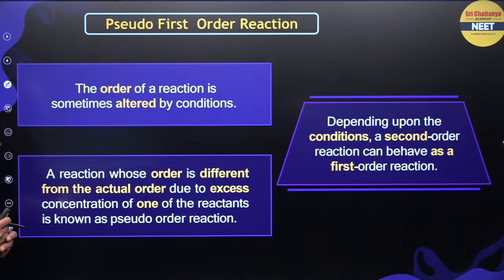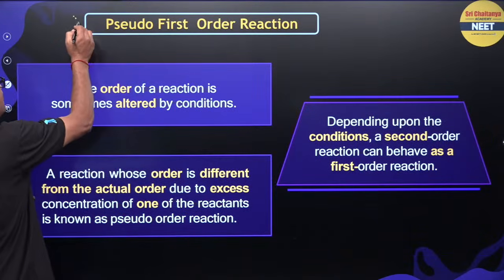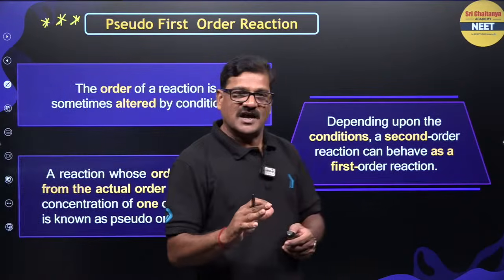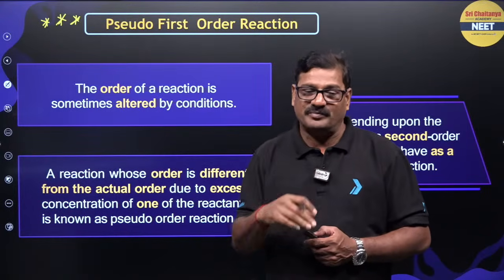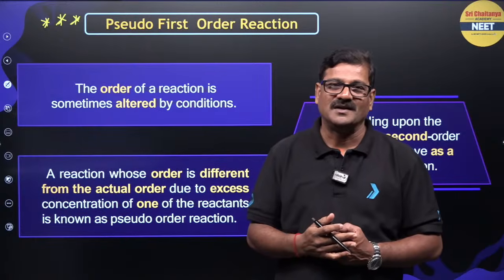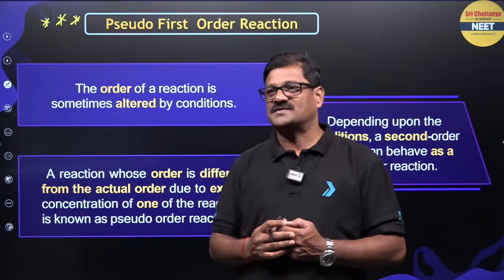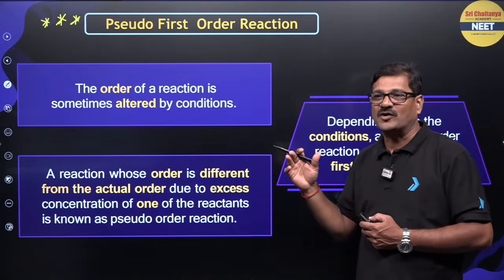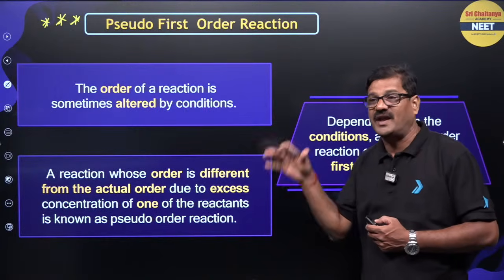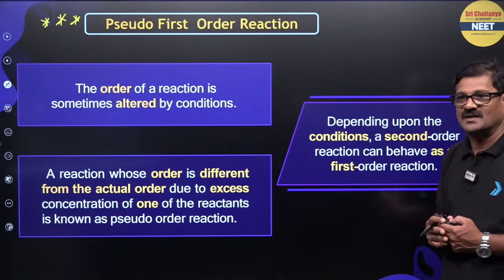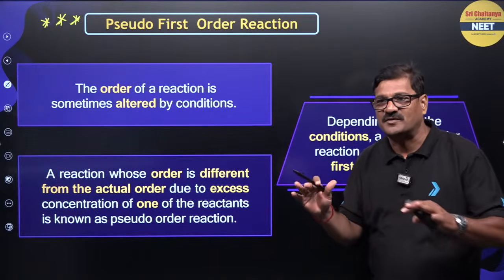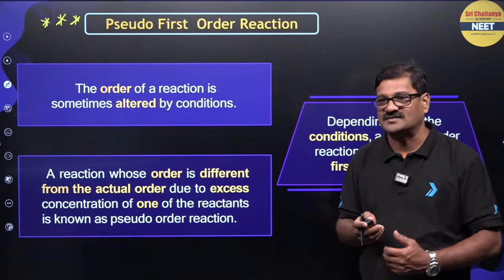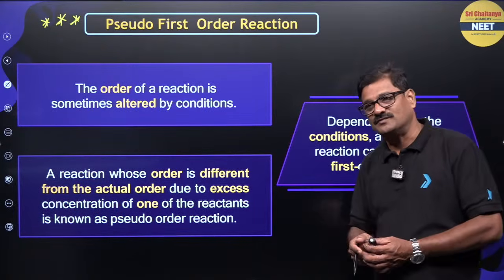And you see, pseudo first order reaction बहुत important बेहतरीन concept है. There are certain reactions which actually follow like a second order, but behave like a first order. Pseudo means false. So in a pseudo first order reaction, the order of a reaction is sometimes altered by conditions. Depending upon the condition, a second order reaction can behave as a first order reaction. So the reaction whose order is different from the actual order due to the excess concentration of one of the reactants is taken as a pseudo first order reaction. That's a very important concept.